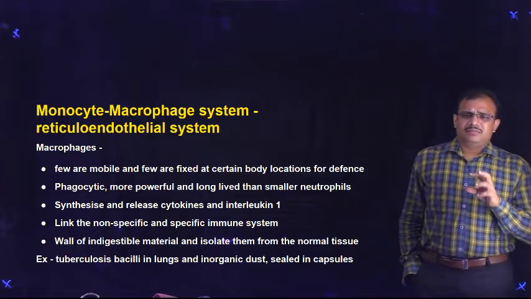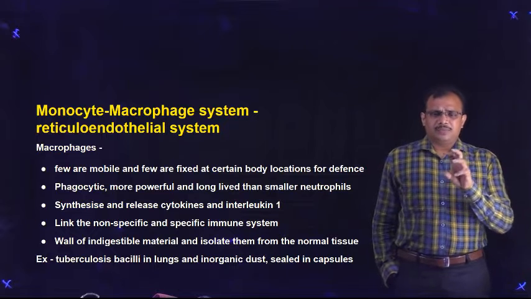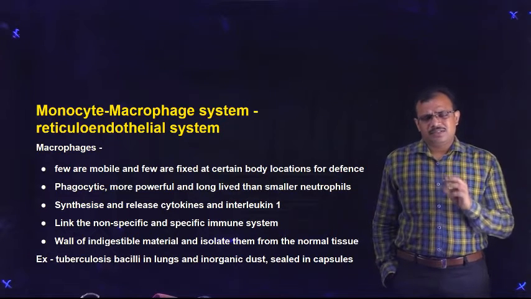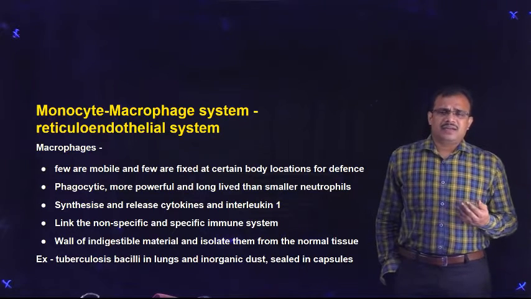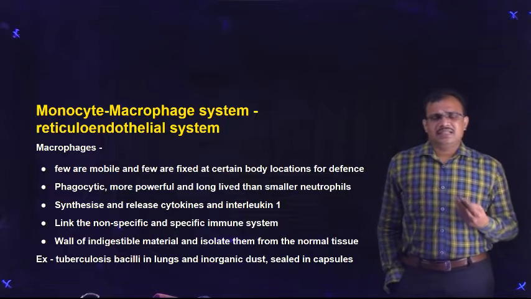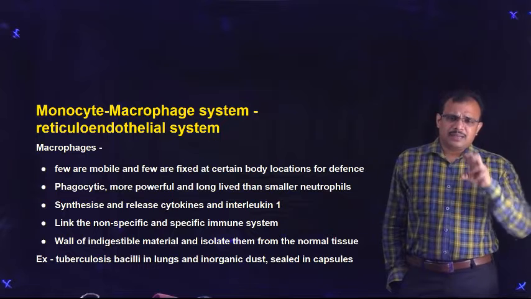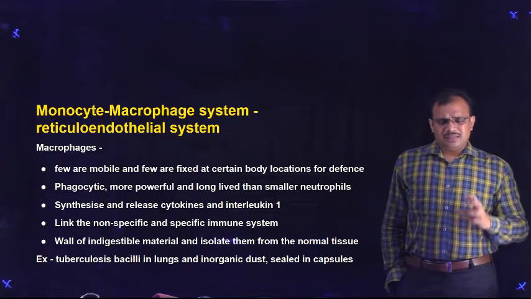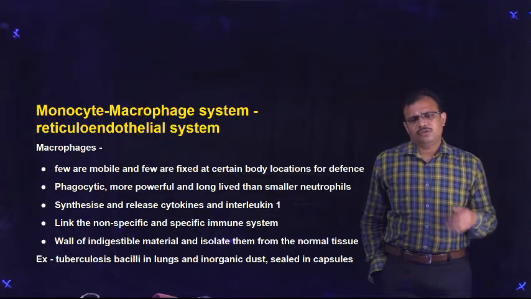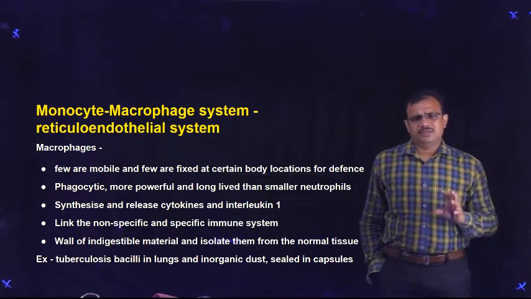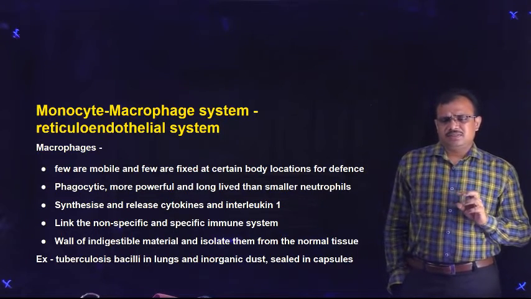These macrophages also form a capsule against a particular substance which cannot be destroyed, for example the tubercle bacilli or any inorganic substances that enter the body. These will be encapsulated by the macrophages and walled off, or we can say they will become inert, so they won't react with any other body substances. So they form a wall against these substances.